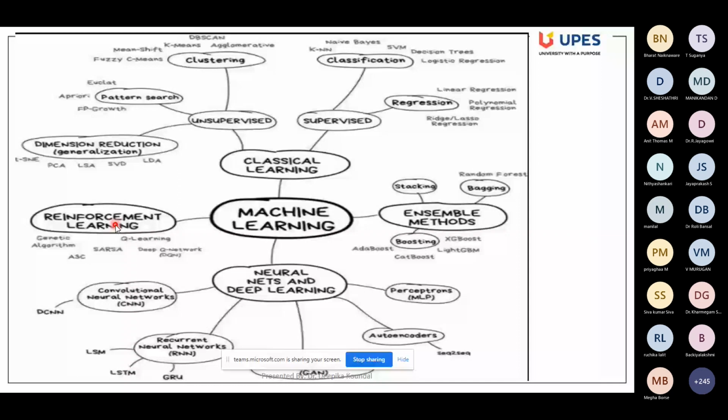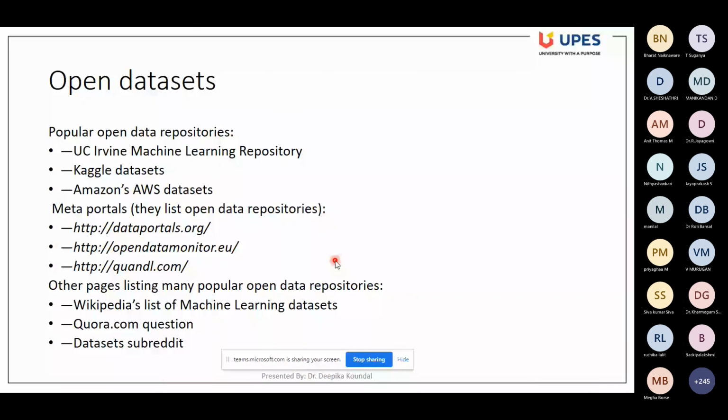Then we have a subset of machine learning where we are using neural networks, like CNN, DNN, RNN, autoencoders, and MLP. These are the various categories of machine learning which we are using in our image processing. These are some open data sets which are available, and you can explore them from the links given here.